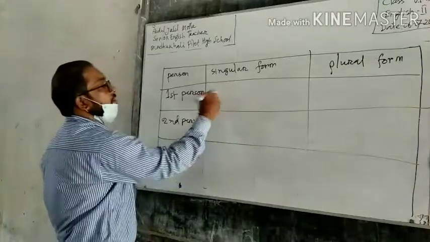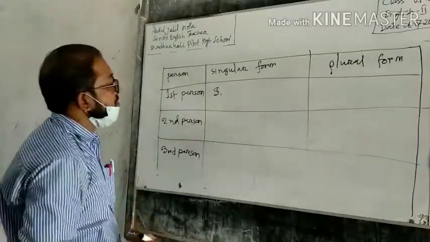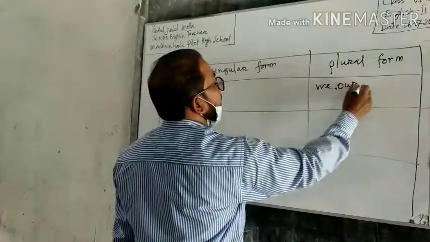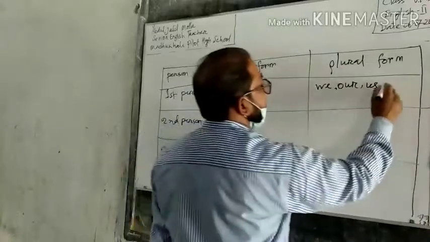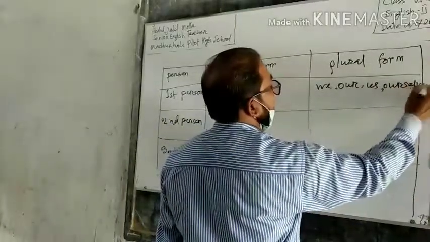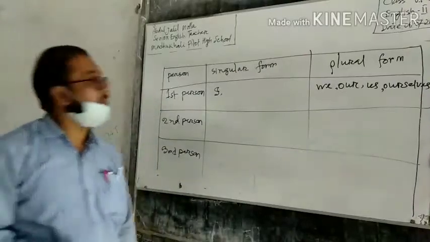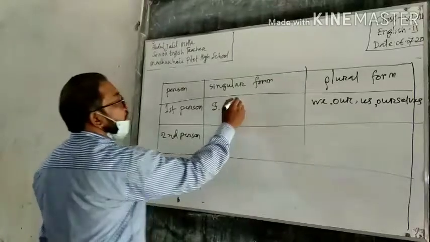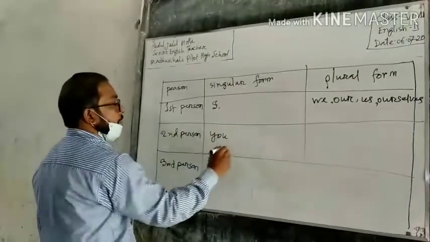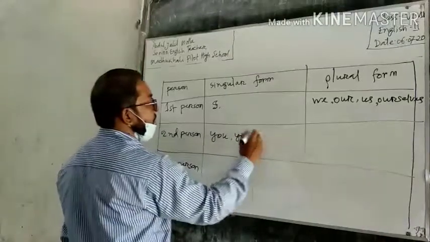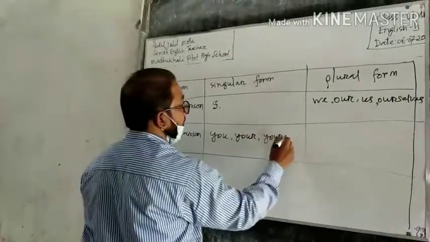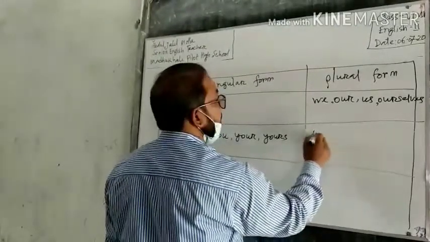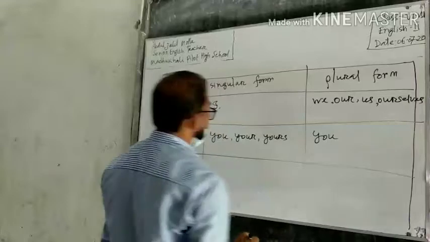Person singular form I, plural form we, our, us, ourselves. Okay? Have you got the point? Second person singular form you, your, yours. Plural form you. Okay?